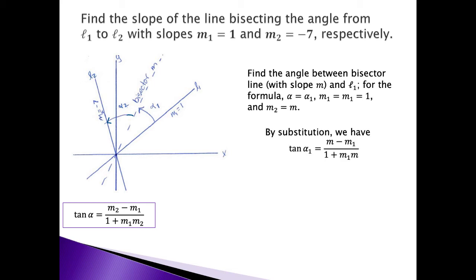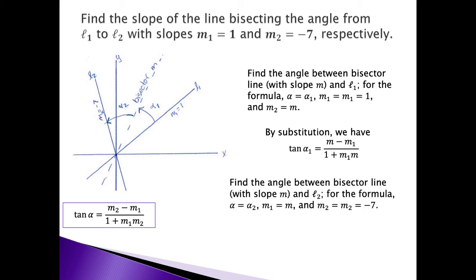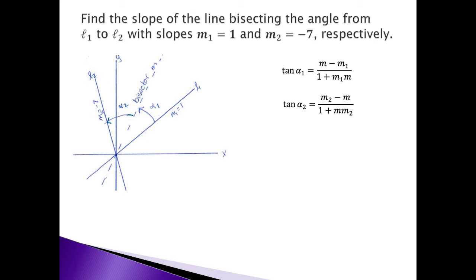That's just our formula. So we have tangent of alpha 1 is M minus M1 over 1 plus M1 times M, with the angle between the bisector and the line with slope M and L1. So the top one is for alpha 1. Now we're looking at alpha 2. For the formula we have alpha is alpha 2, M1 is M, M2 is -7. So now we have tangent of alpha 2 is M2 minus M over 1 plus M times M2. So now let's put this together. The tangent of alpha 1 is M minus M1 over 1 plus M1 M. The tangent of alpha 2 is M2 minus M over 1 plus M times M2.